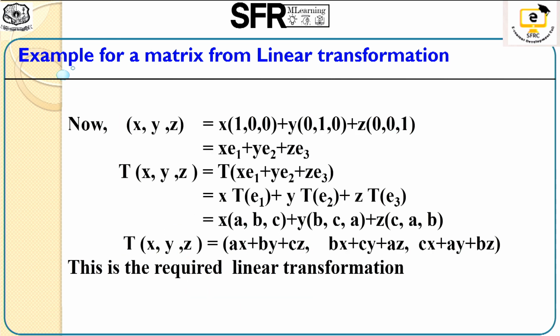Now we see two types of problems. In the first type, the linear transformation is given and you have to find the matrix. In the fourth and fifth problems, only the matrix is given, and we find the linear transformation for the required matrix.